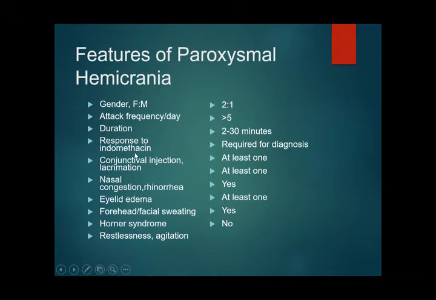Then features of SUNCT. This is another kind of trigeminal autonomic cephalalgia, and again there are certain overlapping features, but you need to differentiate these headaches from each other. As I've already told you, this is a little beyond the scope of fourth year students, but just for the sake of description you should know about these terminologies and these headaches.